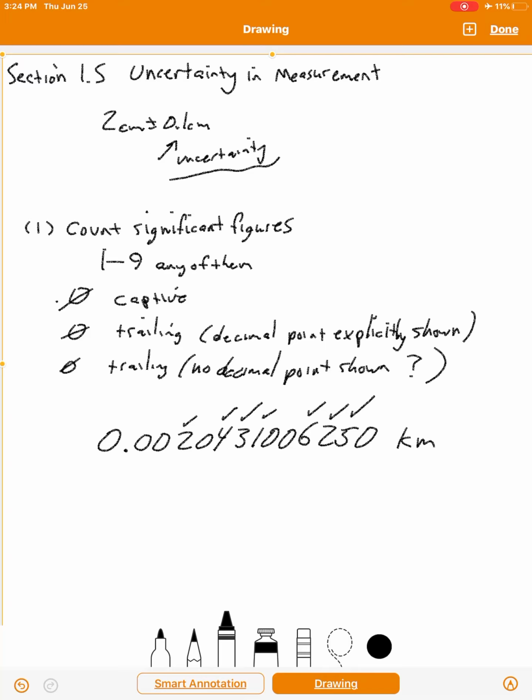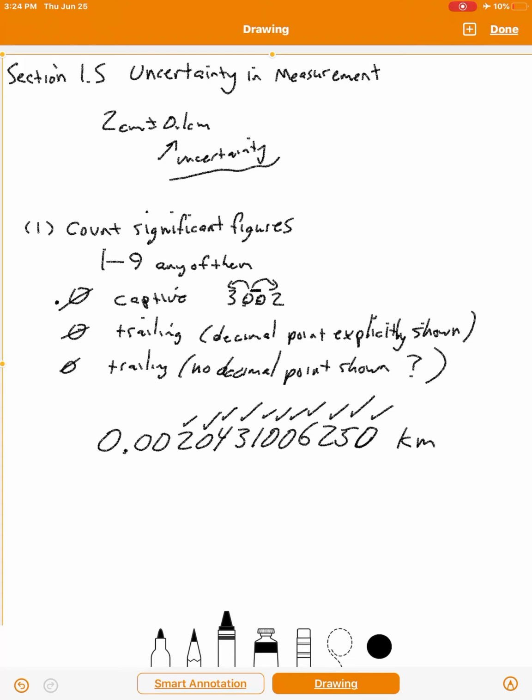If a 0 is captive, it counts as significant. Now, what do we mean by captive? Captive means it's in between numbers between 1 and 9. So both of these zeros are between numbers between 1 and 9, the 3 and the 2. So these ones would be considered significant. Those are all significant. Trailing zeros: if there's a decimal point explicitly shown, it's a significant digit. So there's our decimal point shown. This one's at the end, it's trailing. So this one is significant.